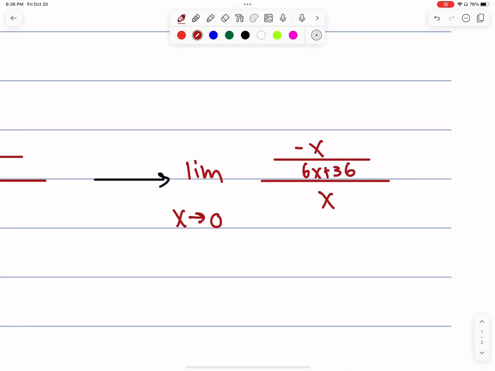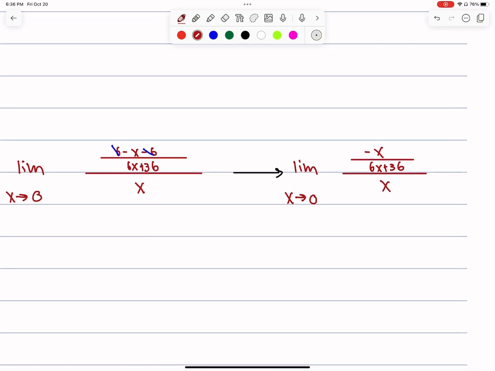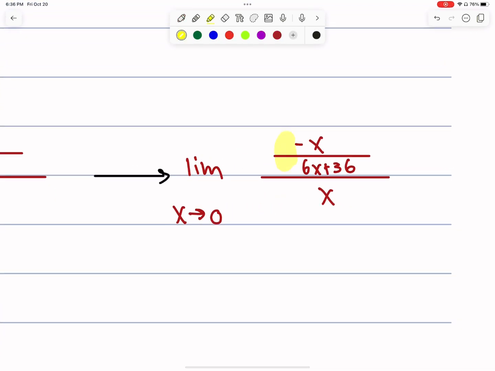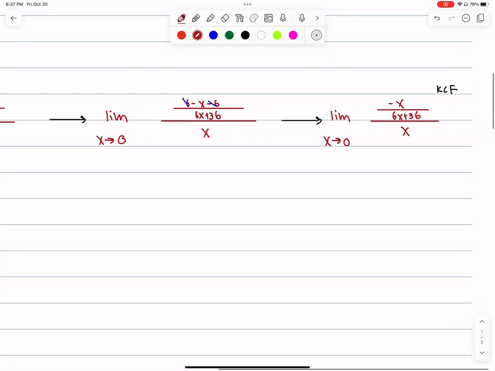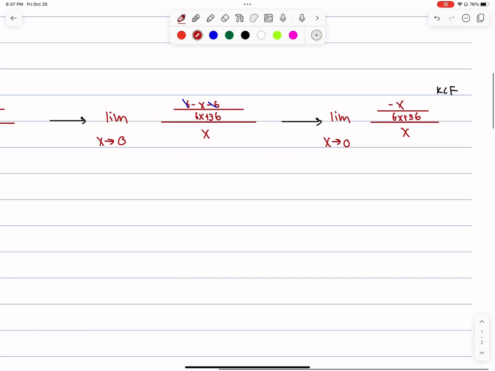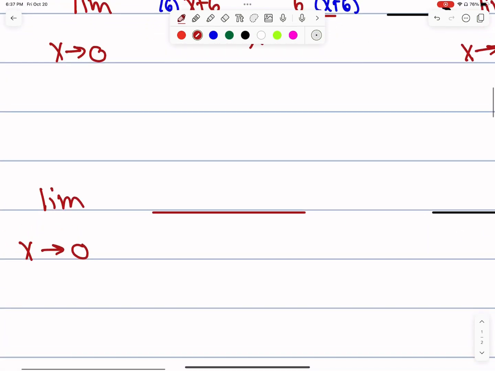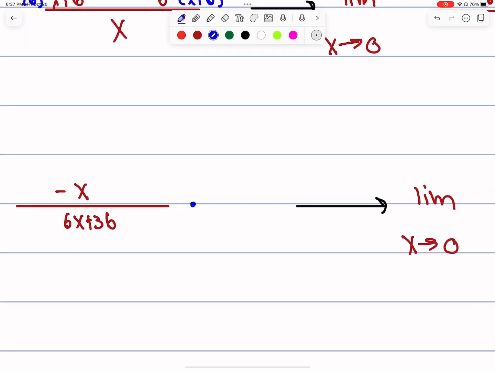And that is all over x. So you have a fraction over a fraction. Since we have that, we're going to do keep, change, flip. That's going to be our top term. That's going to be our bottom term. So we're going to keep the top term and multiply by the reciprocal of the bottom term. So we get the top term, negative x over 6x plus 36, and we multiply by the reciprocal of x, which is 1 over x.